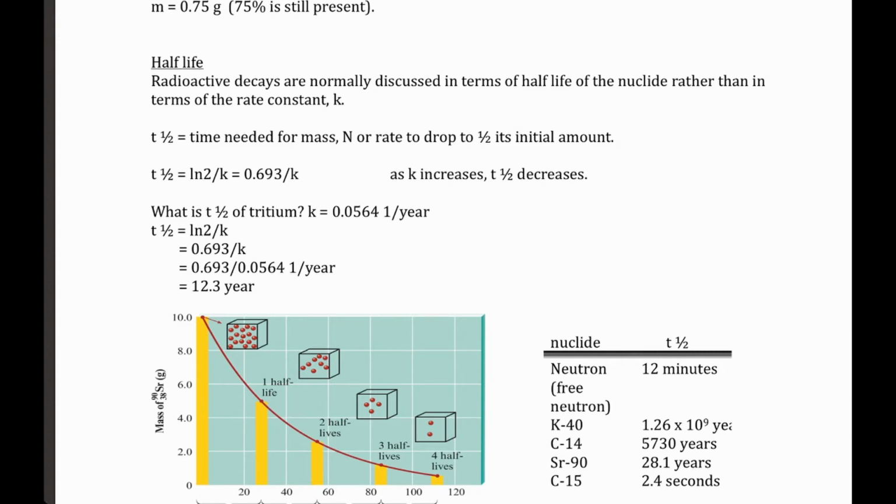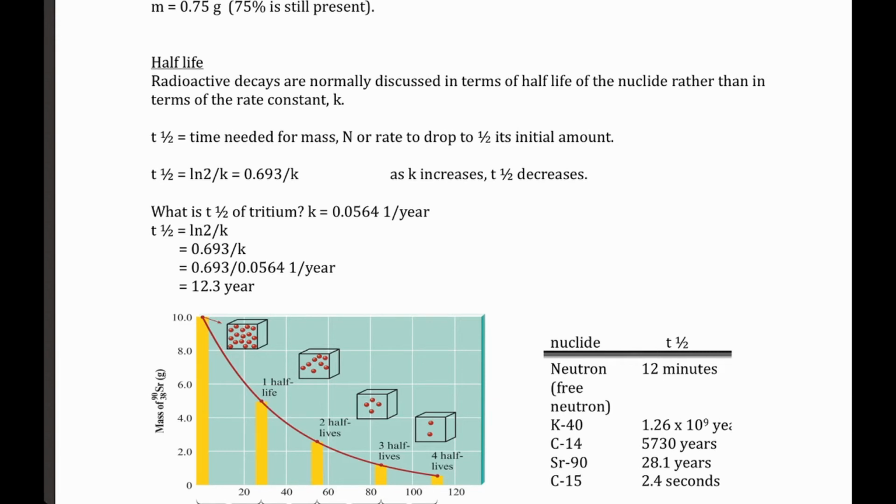And being first order, the half-life is ln of 2 over k. ln of 2 to 3 figures is 0.693. As k increases, so as the rate constant goes up, the half-life decreases. So a big, fast reacting isotope means it has a small half-life. The shorter the half-life, the more quickly it reacts.